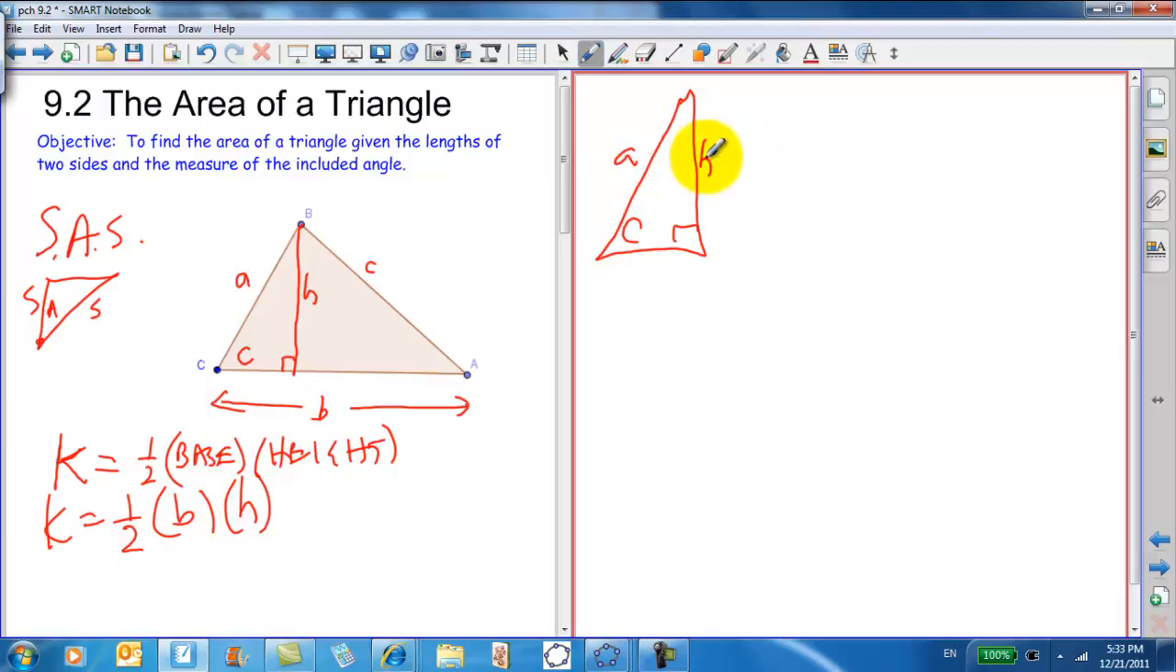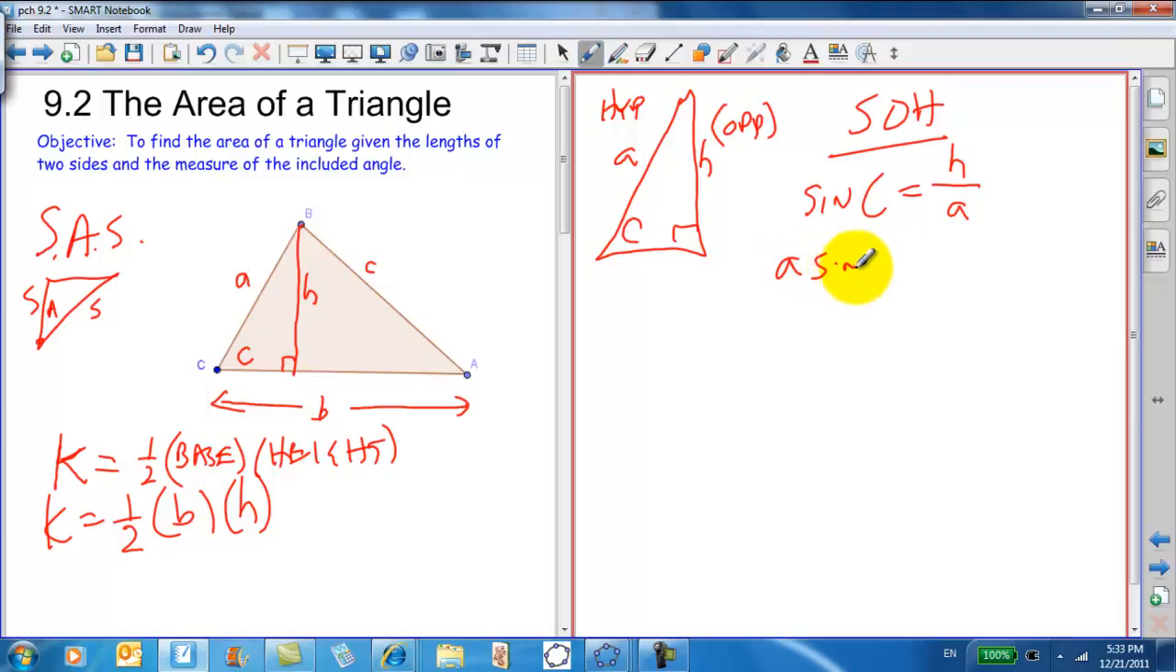And let's use SOHCAHTOA to relate these. h is opposite angle C, and a is the hypotenuse. So we're going to say the sine of angle C is the opposite side h over a. So a times the sine of C equals h. So now we can finish our formula here. We had K equals 1/2 bh, and now we can substitute in a times the sine of C for h.